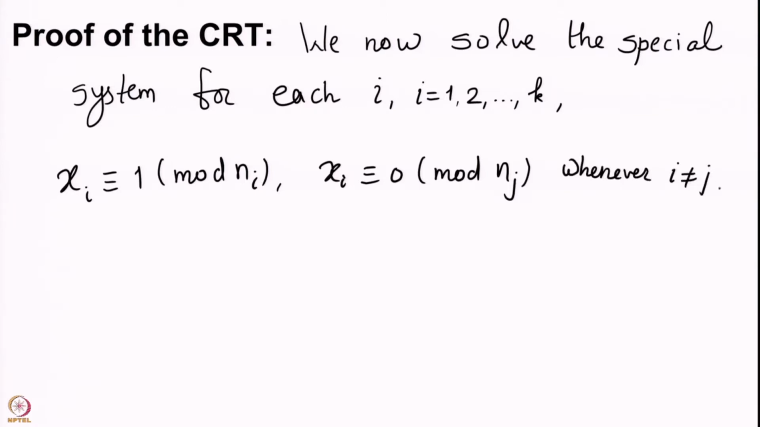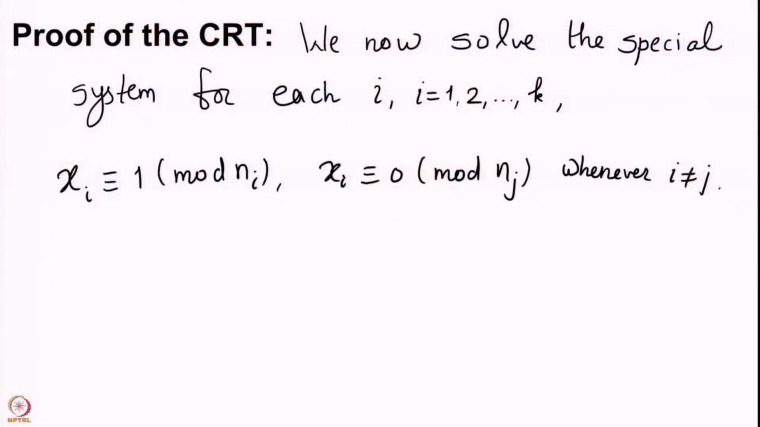So, this was the system which we had in the last case, the case k equal to 3, where we had x1 which was 1 mod n1, 0 mod n2, 0 mod n3, x2 which was 1 mod n2, 0 mod n1, 0 mod n3, and x3 which was 1 mod n3, but 0 mod n1, 0 mod n2. So, similarly here we have this xi which is 1 mod ni and 0 mod nj whenever i is not equal to j.